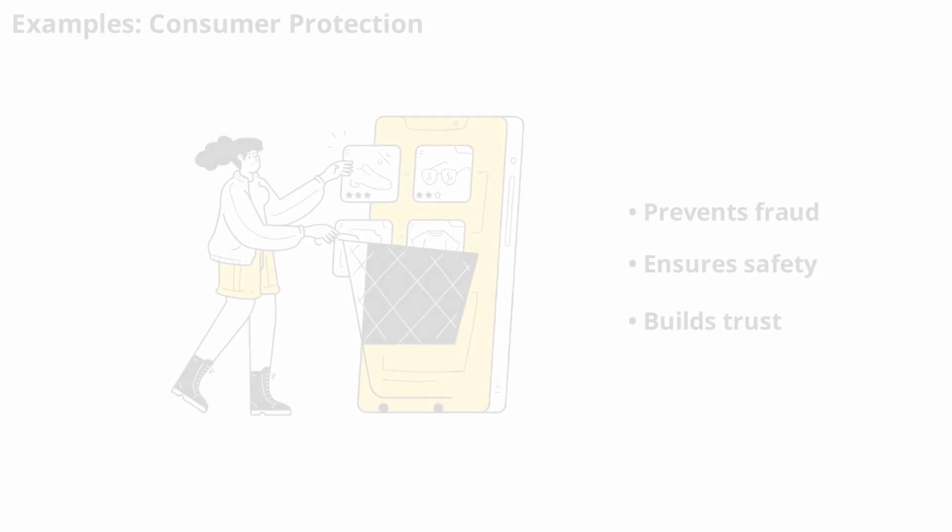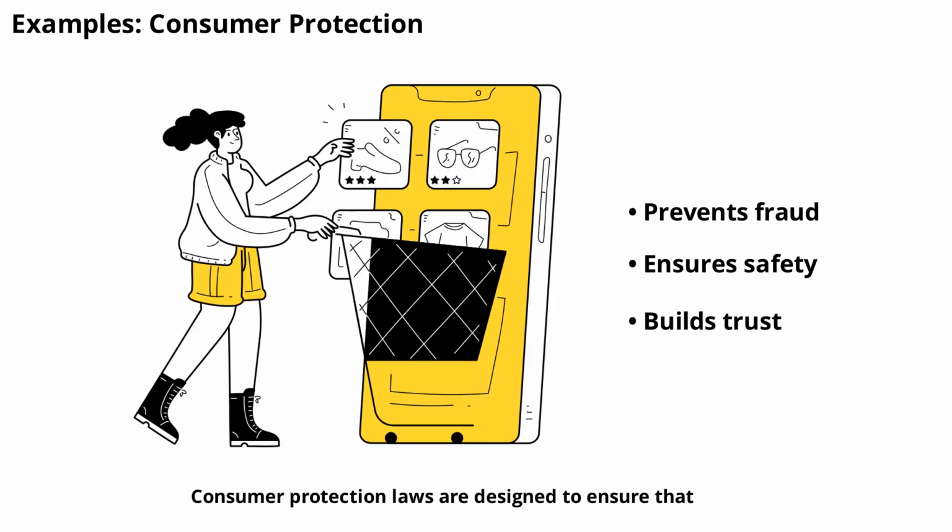Consumer protection laws are designed to ensure that products and services are safe and fairly marketed. These rules prevent fraud, require accurate labeling, and provide recourse for defective goods. By protecting consumers, governments help build trust in the marketplace and promote economic stability.